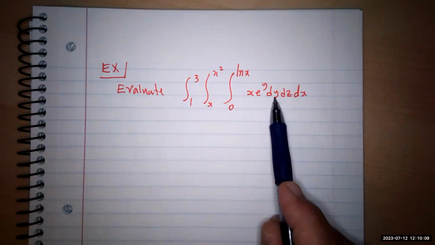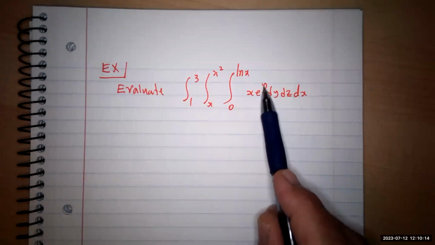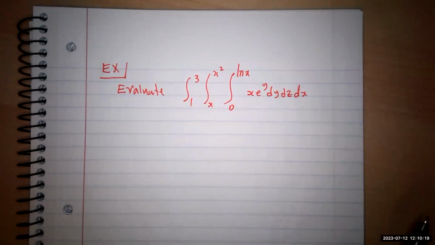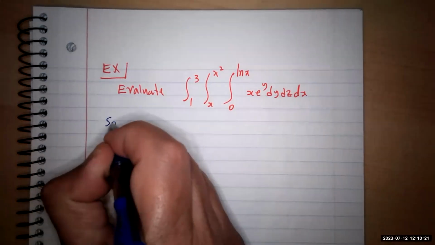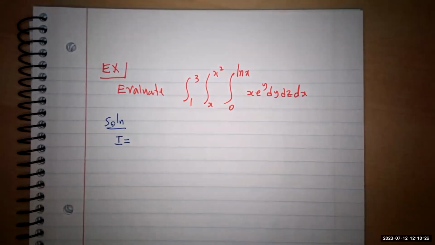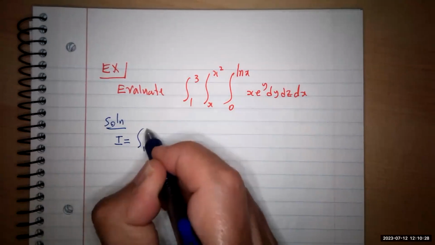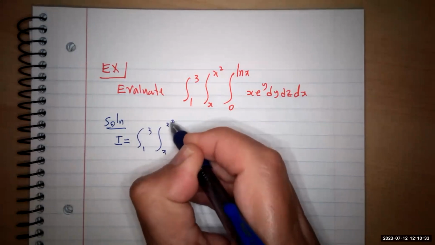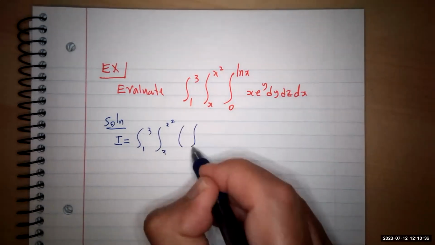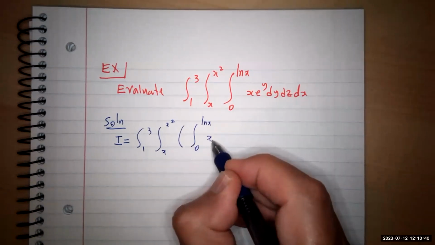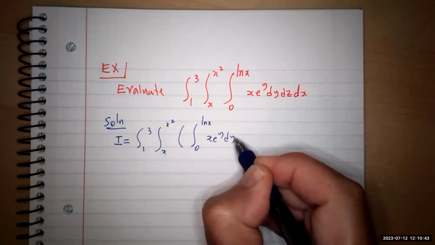You integrate with respect to y first. You're just integrating e to the y, and the integral of e to the y is just e to the y. So this is how we're going to handle it. Solution. I'm going to call it I. I start with y. So I rewrite it, 1 to 3. You can do it right away, but I explain. So I do this part first, 0 to ln x, the function x e to the y, integrating with respect to y.